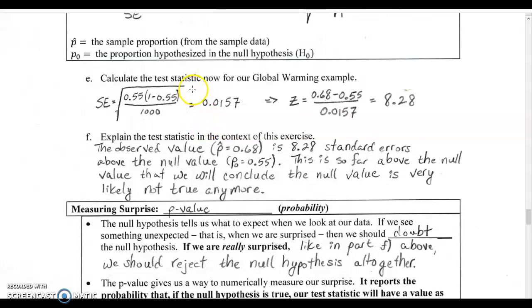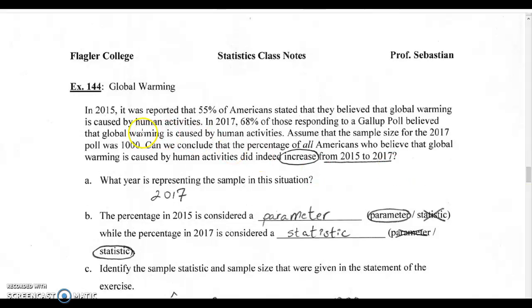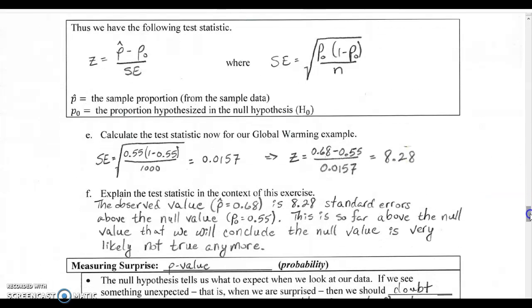Okay, so let's calculate the test statistic for our global warming example. Remember what we assumed to be true back in 2000. This is our sample here of 2015. We reported that 55% of Americans, so that was our assumption of truth, the null: p equals 0.55. This is our p naught. Plugging that into our standard error first, because we need that for the z-score, we get the square root of 0.55 times 1 minus 0.55, divided by 1,000, the sample size.